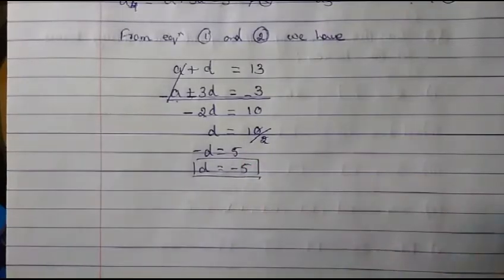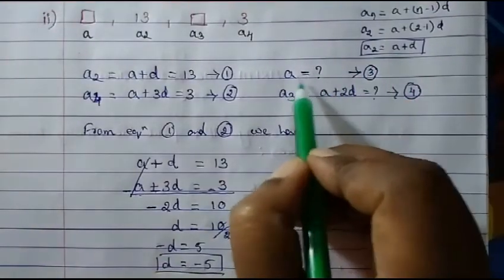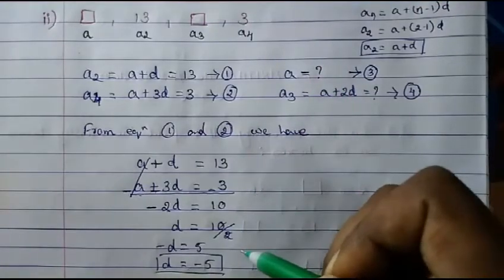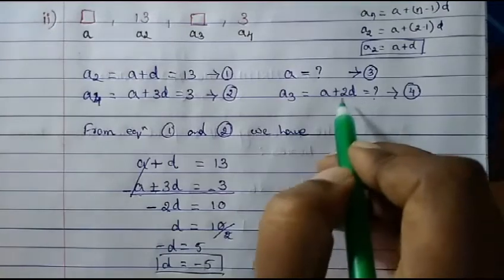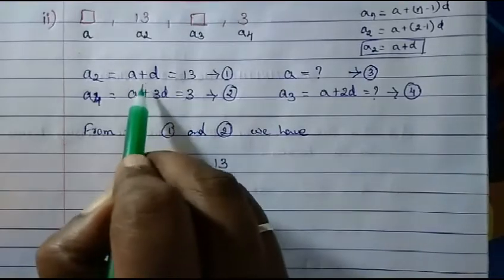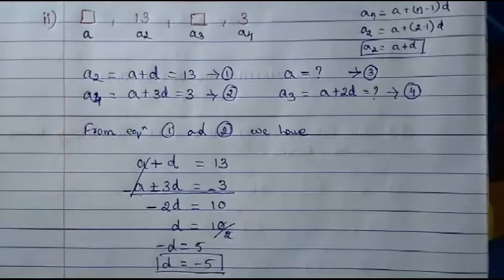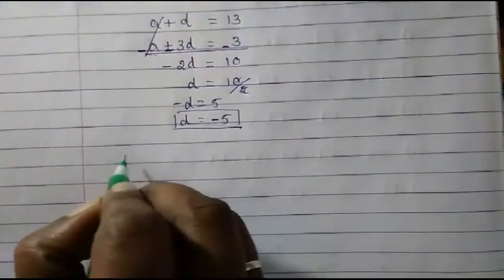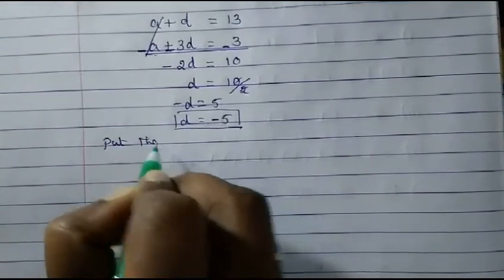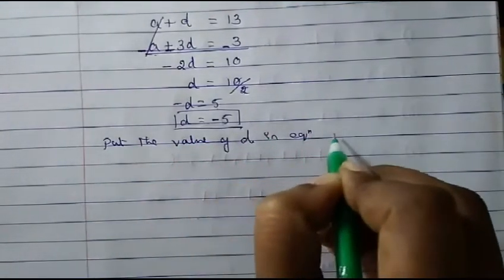Now where shall we place it? We have to find out equation 3 and equation 4. Now A value we don't know at all. At present we only found out the D value. So how to find out A value? In equation 1 you see A plus D. D value we know, so we can get the A value. Put the value of D in equation 1.